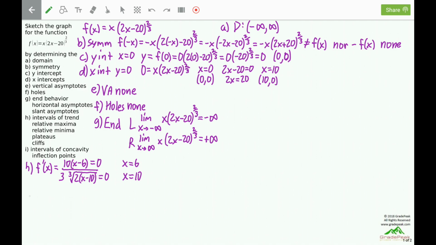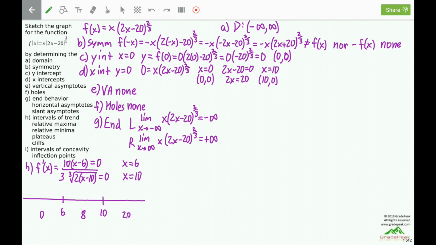We can now draw a domain line. It has no left end because it begins at negative infinity, and it has no right end because it ends at positive infinity. We can put all critical numbers on here in order. 6 comes before 10. This splits the domain interval into 3 separate intervals. We can pick a test value in each of these intervals. The first interval, negative infinity up to 6, we can pick 0. Between 6 and 10, we can pick 8. And 10 to positive infinity, we can pick 20.